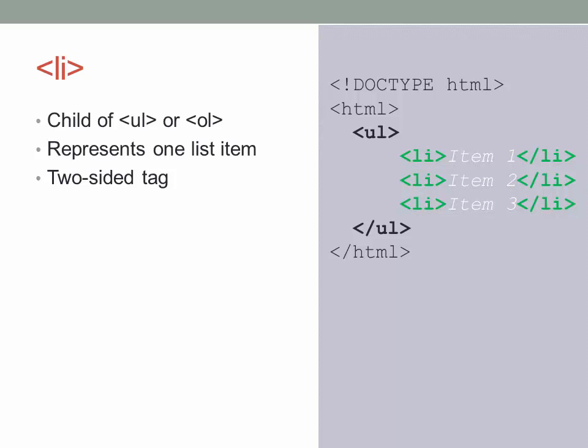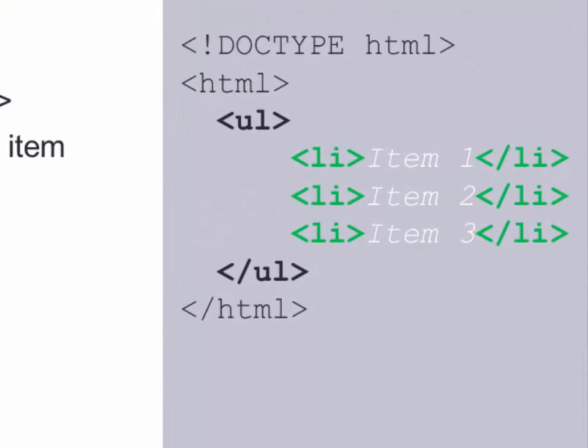So we've talked about the container elements, OL for ordered lists and UL for unordered lists. It's now time to focus on the child element, which is LI, which stands for list item. This too has a two-sided tag, and it represents each item within your list. So in the example on the right hand side of your slide, you'll see that we have created an unordered list, and that unordered list is comprised of 3 items. Each of those items are surrounded by the LI element, two-sided tag.